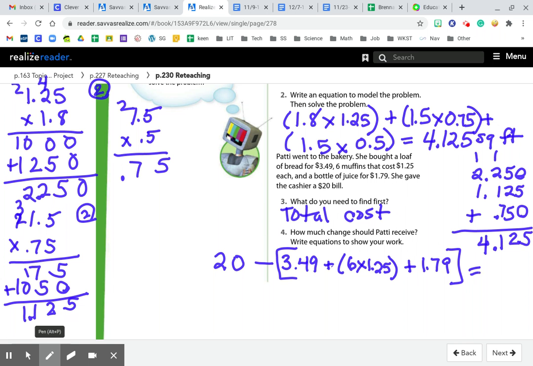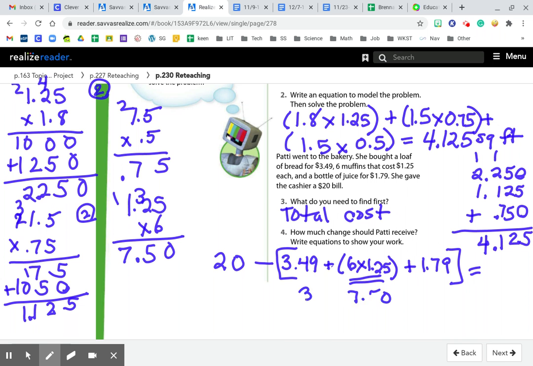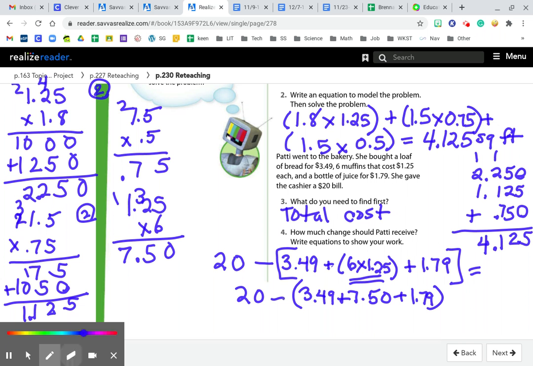So let's figure out what we have. The only thing we really have to solve right in here is 6 times $1.25. Then we can add our totals up. So we have 2 digits in decimal place value in the problem, 2 in the answer. So now we're going to add $3.49, $7.50, $1.79 to find out how much she paid for all her stuff. And we're going to get that total and subtract it from 20. So let's see what we have when we add all these values together.